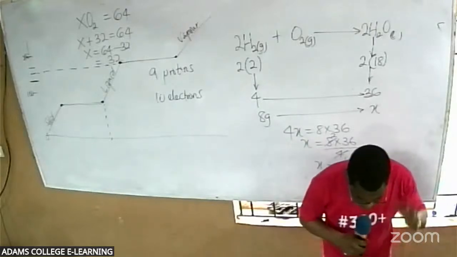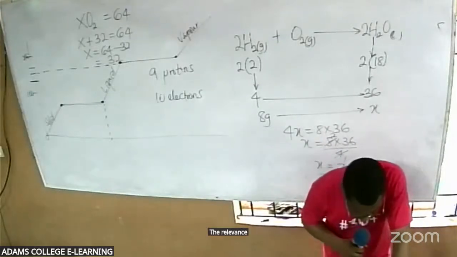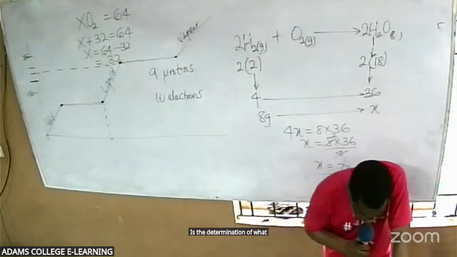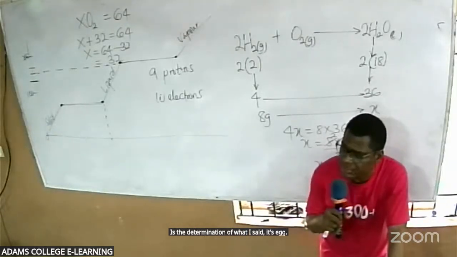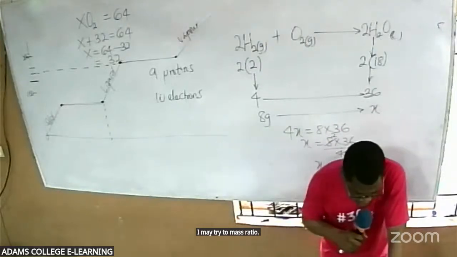The contribution to the development of the atomic theory is the determination of what? Charge on electron. The answer is A. It helped to determine the charge to mass ratio. J.J. Thomson.